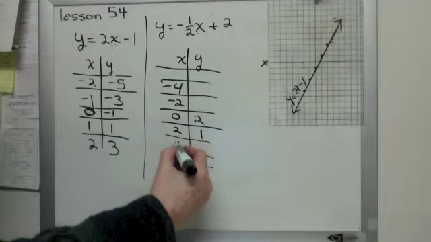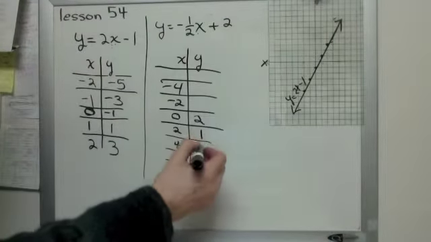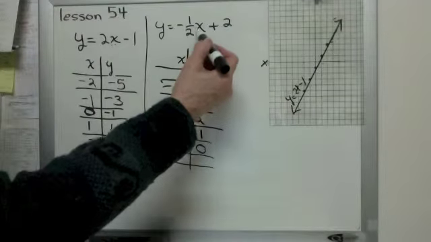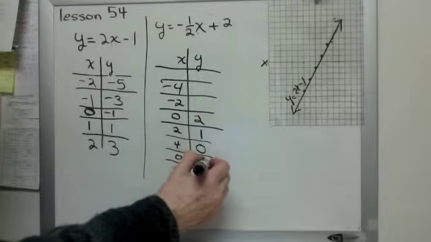All right, let's try 4. Negative 1/2 times 4 is negative 2 plus 2, 0. Let's try 6. Negative 1/2 times 6, negative 3 plus 2 gives me negative 1.